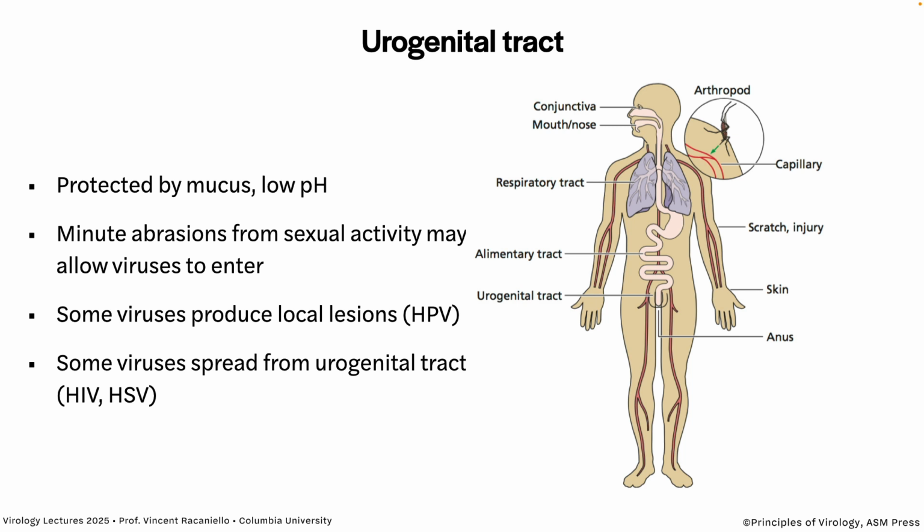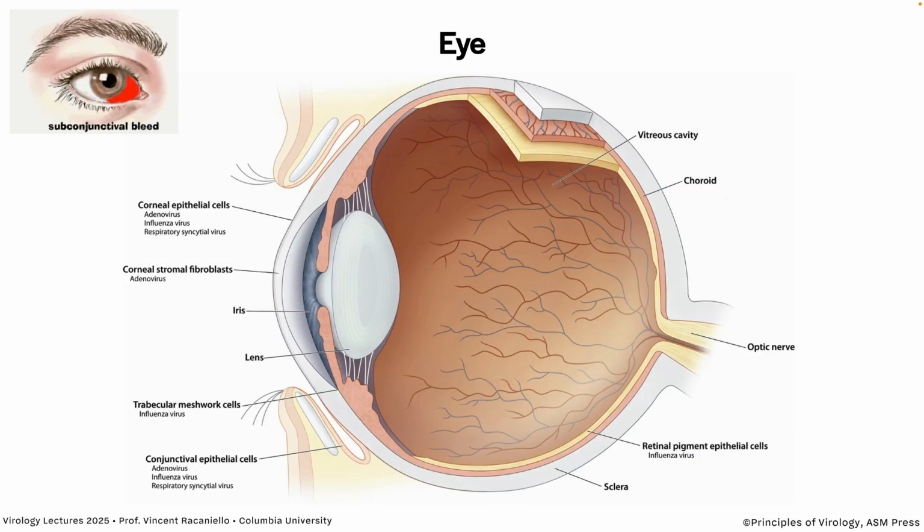So then we have the urogenital tract, also lined with epithelial cells, mucosal epithelial cells with mucus, and you can get infected there from sexual activity that causes abrasions. Some viruses will multiply locally, like human papillomaviruses, but you can acquire HIV and herpes simplex viruses this way, and they will spread to other sites, as we'll talk about later.